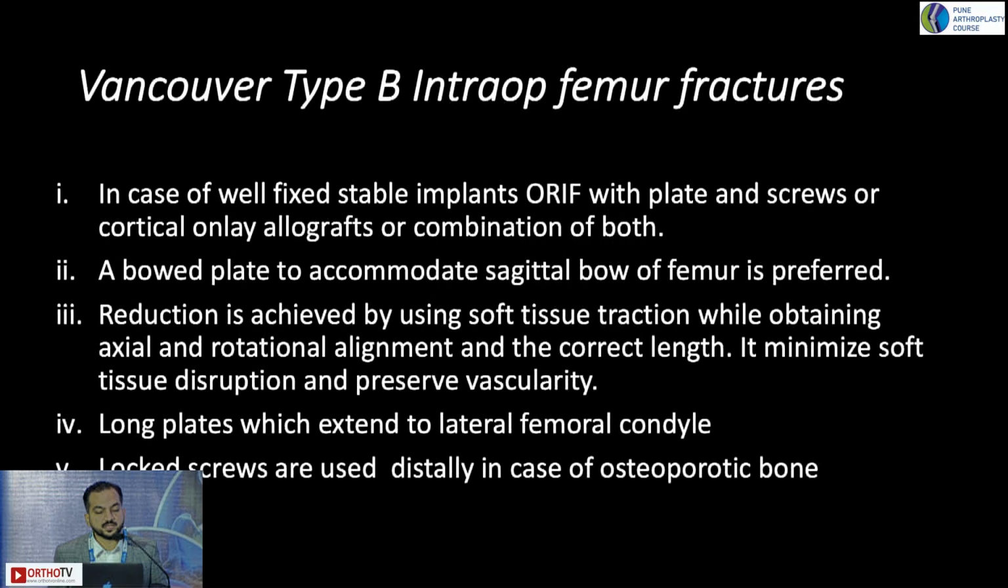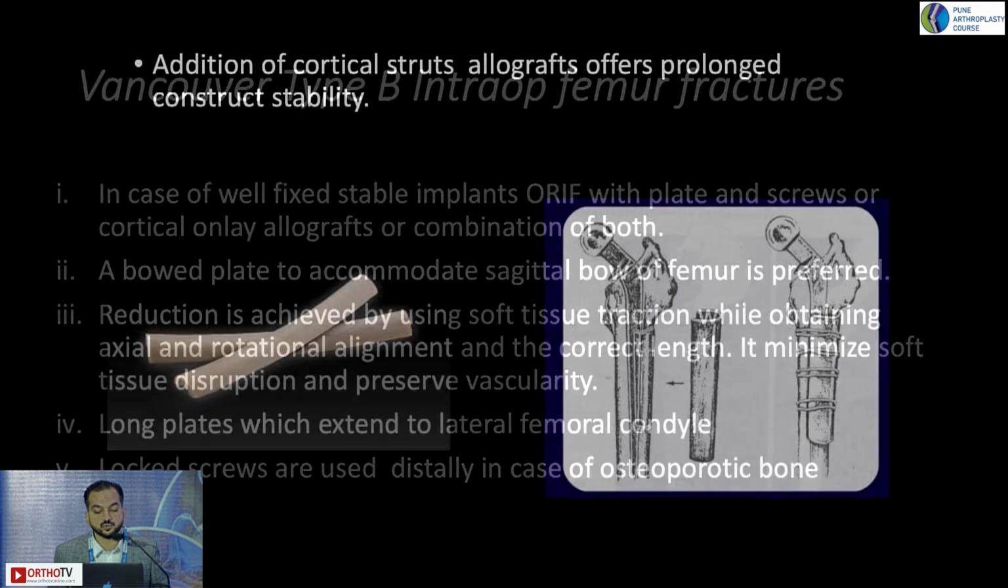In type B fractures, in case of well-fixed stable implants, open reduction with plate and screws or cortical onlay allografts, or a combination of both. A bowed plate to accommodate the sagittal bow of the femur is preferred. Reduction is achieved by using soft tissue traction while obtaining axial rotation alignment and correct length. It minimizes soft tissue disruption and preserves vascularity. Long plates which extend to the lateral femoral condyle should be used. Locking screws are usually used distally in case of poor bone.